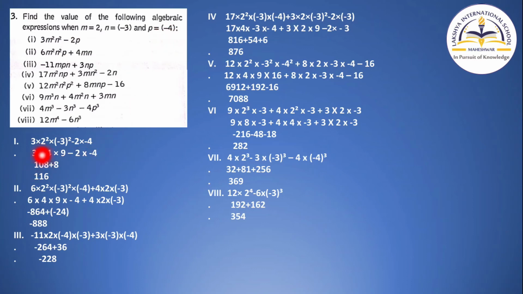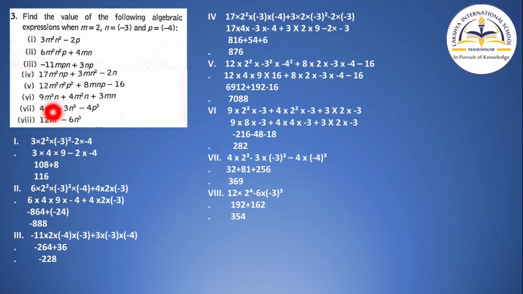So 3 into 2 twos are 4, minus 3 threes are 9. So minus 2 into 4. Now 4 threes are 12, 12 nines are 108. So 108 plus, minus minus plus. Now 4 twos are 8. So plus 8. Now 116 will be the answer. 108 plus 8 equals 116.